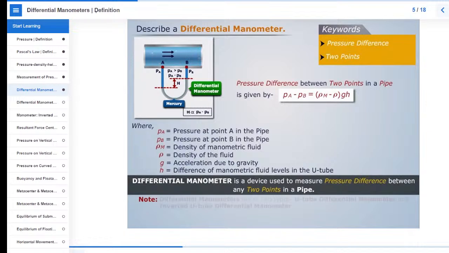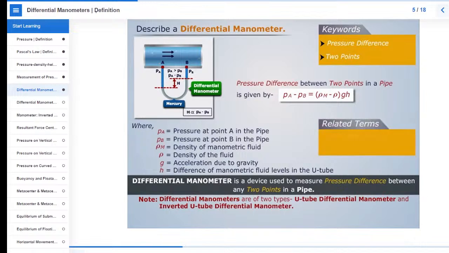Note that differential manometers are of two types, U-tube differential manometer and inverted U-tube differential manometer. Related terms are simple manometers and mechanical gauges.